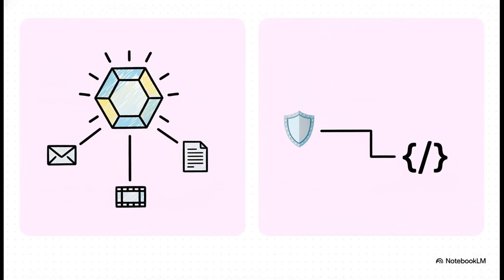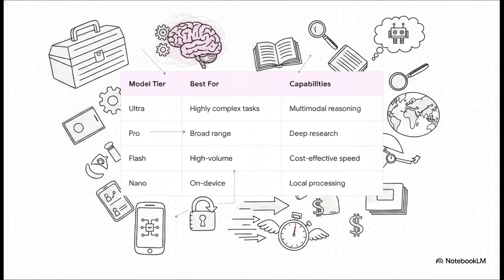mostly because of how seamlessly it plugs into the daily tools so many of us are already using, like Gmail and Google Docs. And even within the Gemini family, it's tiered. It's not just a one-size-fits-all deal. You have Gemini Ultra or DeepThink for those highly complex, multi-step reasoning tasks. Then there's Gemini Pro, which is your workhorse for deep research and a broad range of everyday stuff. If you're looking for speed and cost-effectiveness, Gemini Flash is going to be your go-to. And finally, Gemini Nano is designed specifically for on-device local processing. Basically, picking the right tier is exactly like picking the right tool from a toolbox.